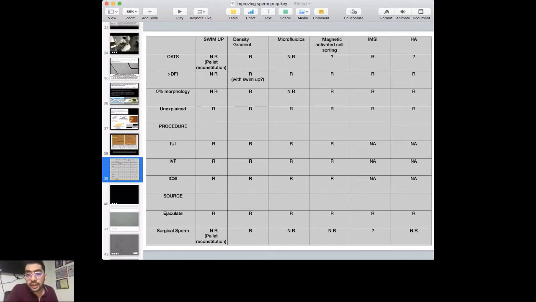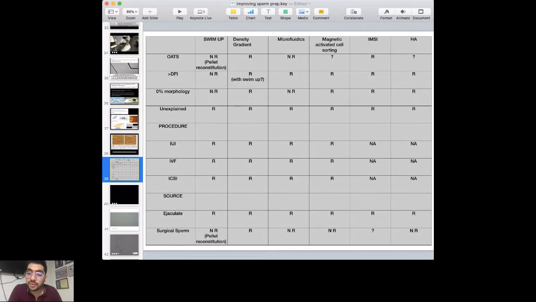Now, second scenario here is DFI, right? So when you have a high DFI, swim up is not recommended. Density gradient is recommended. You can follow density gradient with a swim up, so you can do a pellet swim up if you want to separate based on the motility as well. Microfluidics recommended, MACS is recommended. IMSI and hyaluronan assays are also recommended in case of high DFI.